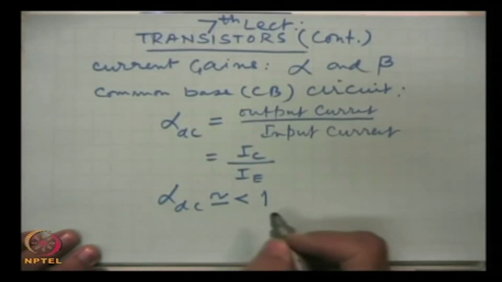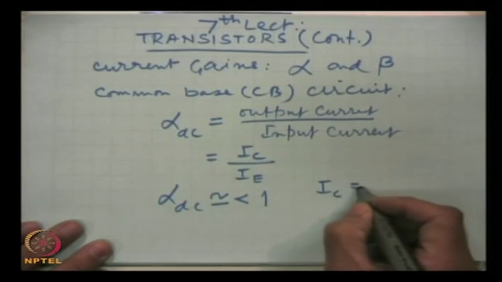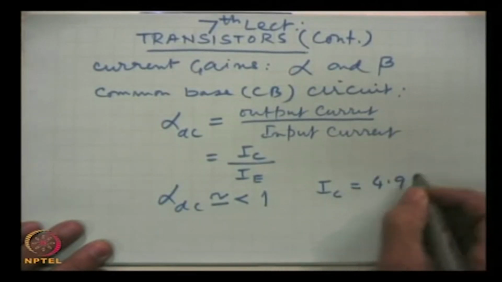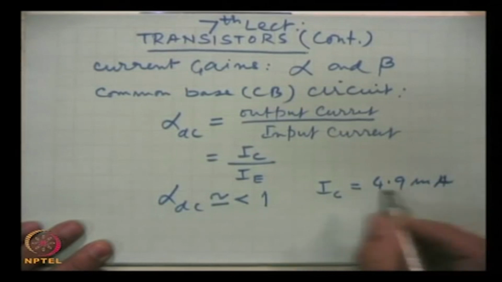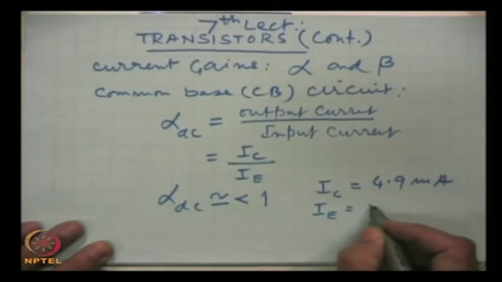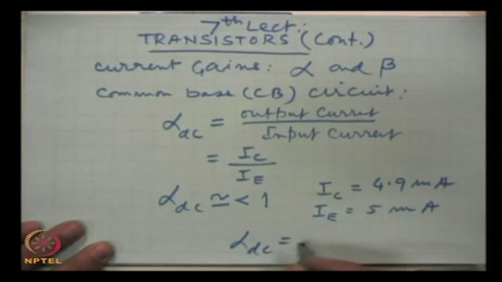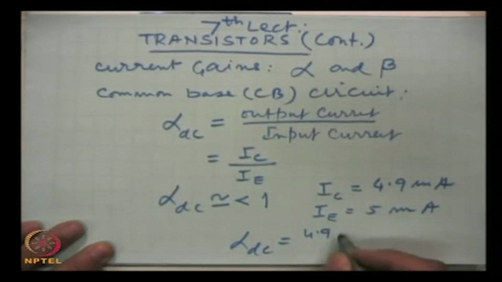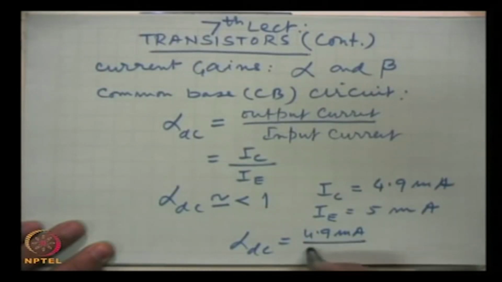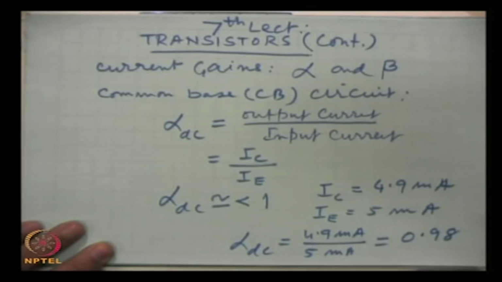Let us see as an example that if the collector current is 4.9 milliampere and this is produced by an emitter current of 5 milliampere, then alpha DC is 4.9 milliampere by 5 milliampere. So, this is equal to 0.98, close to 1, but less than 1.